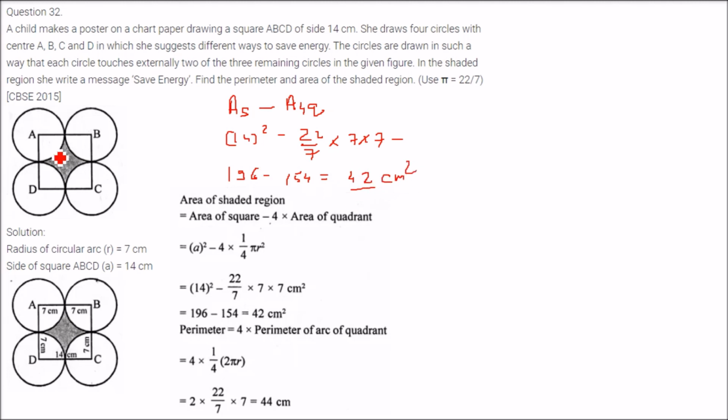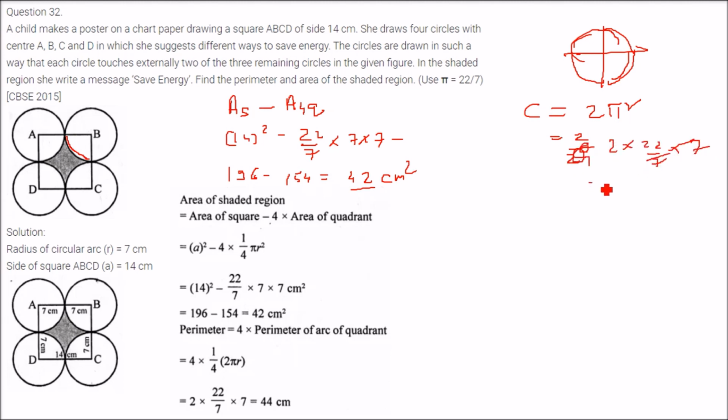So this is the area. How about the perimeter of this one? See, if I combine these 4 quadrants, they will form a circle. And we have to find the internal lines. This one, this one, this one and this one. So we have to find the circumference. Eventually it is the circumference of the circle. So what is the circumference? It is 2 pi r. So 2 into 22 by 7 into radius, that is 7. So it will be 44 centimeter.